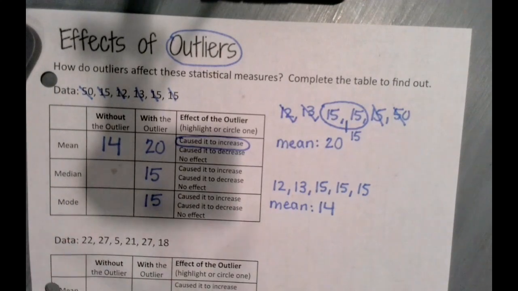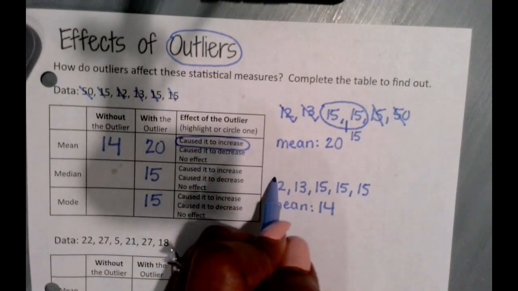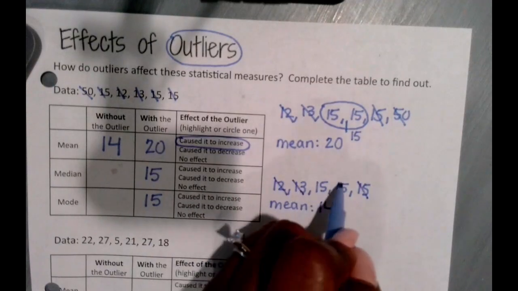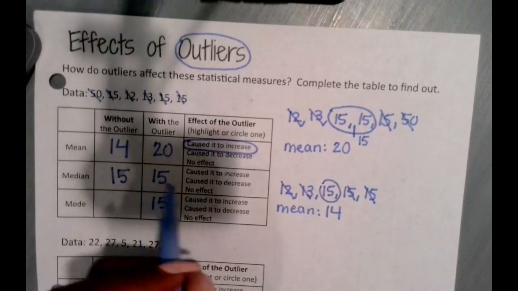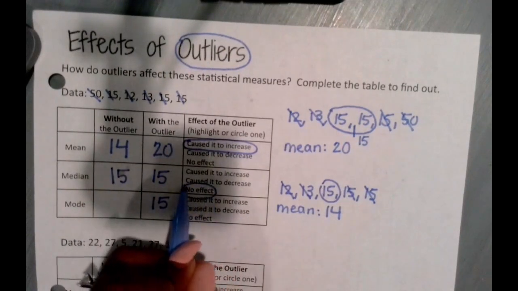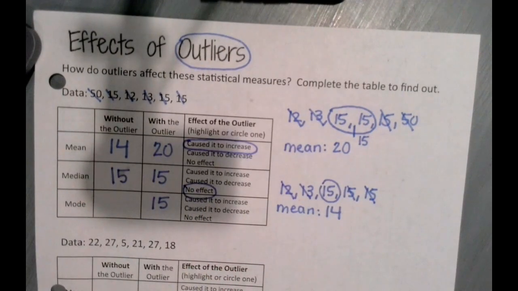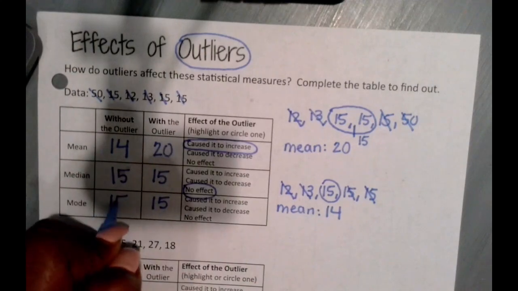Okay? Alright, let's see if we can find the median. It's a little easier now that we only have 5. It looks like the median is still 15, so there was no effect. And our mode is also still 15.